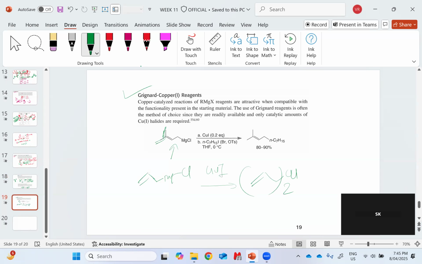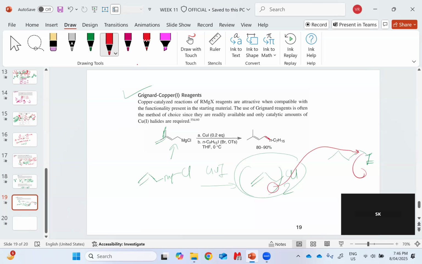And further, if you treat this copper reagent with any kind of alkyl iodide, we can transfer this entire group. So here in this case, they have given a simple alkyl iodide. If you treat this with the alkyl iodide, this entire group, the carbon, is the nucleophile, and this nucleophilic carbon directly attacks this carbon, and the iodide gets kicked out, and we get the formation of a new carbon-carbon bond here.